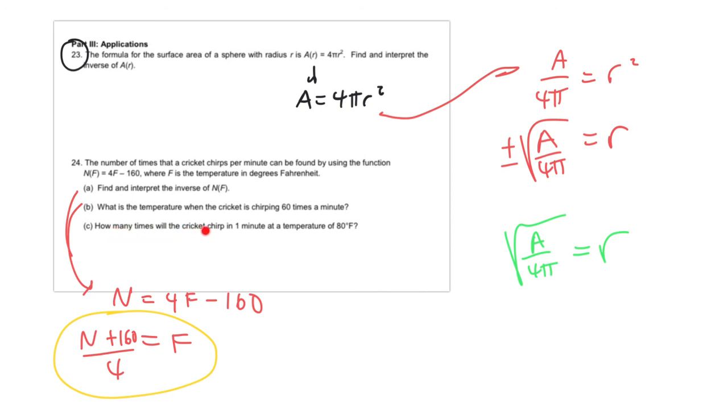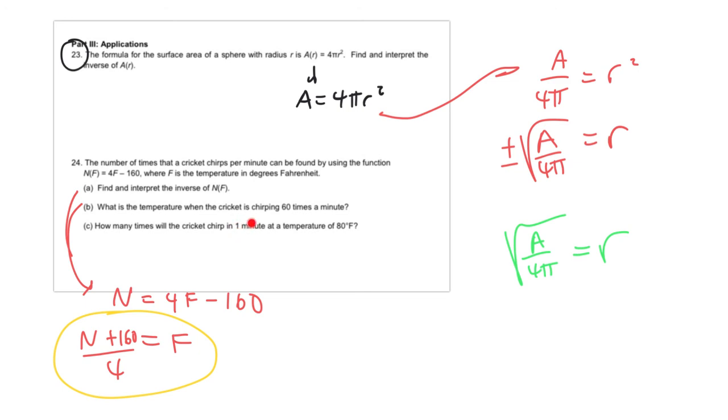How many times will the cricket chirp in 1 minute at a temperature of 80 degrees Fahrenheit? So that's them maybe baiting you into using this inverse function again, but really the proper function you're going to want to use there is the original function. The original function is for when you don't know how many chirps there are, but you do have the temperature. So you would plug in 80 for that F, and it would be 4 times 80, which is 320. 320 minus 160, whatever that is, will be the answer.